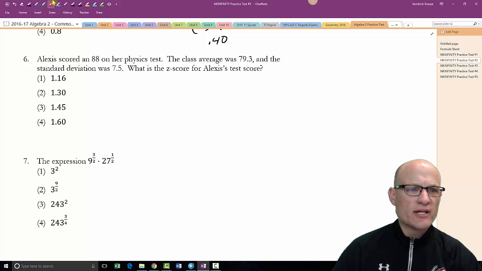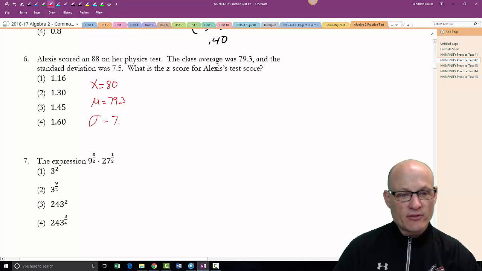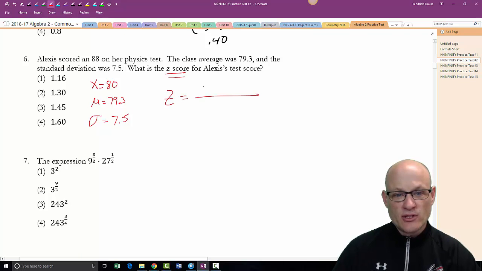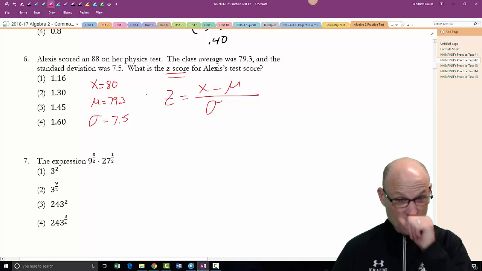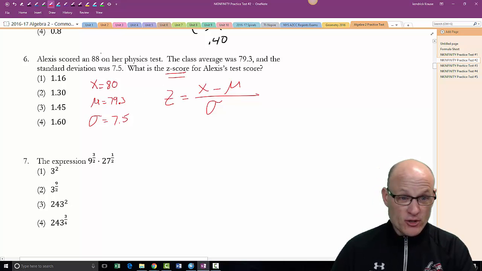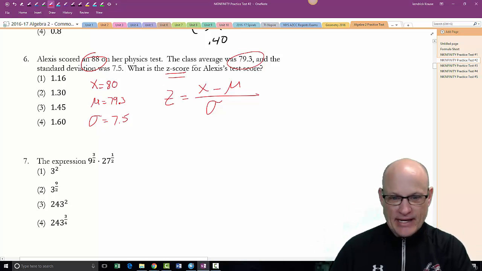Alex scored an 88 on her test. So Alex's X is 88. The class average was 79.3. So that's the population mean of the class. And the standard deviation was 7.5. What is her Z-score? The Z-score formula is simply Z equals X minus mu over the standard deviation. Now, one of these answers should be negative, just in case you put this in backwards. But her score is better than the average, so it should be a positive Z-score. So I would have been able to eliminate negatives right away.